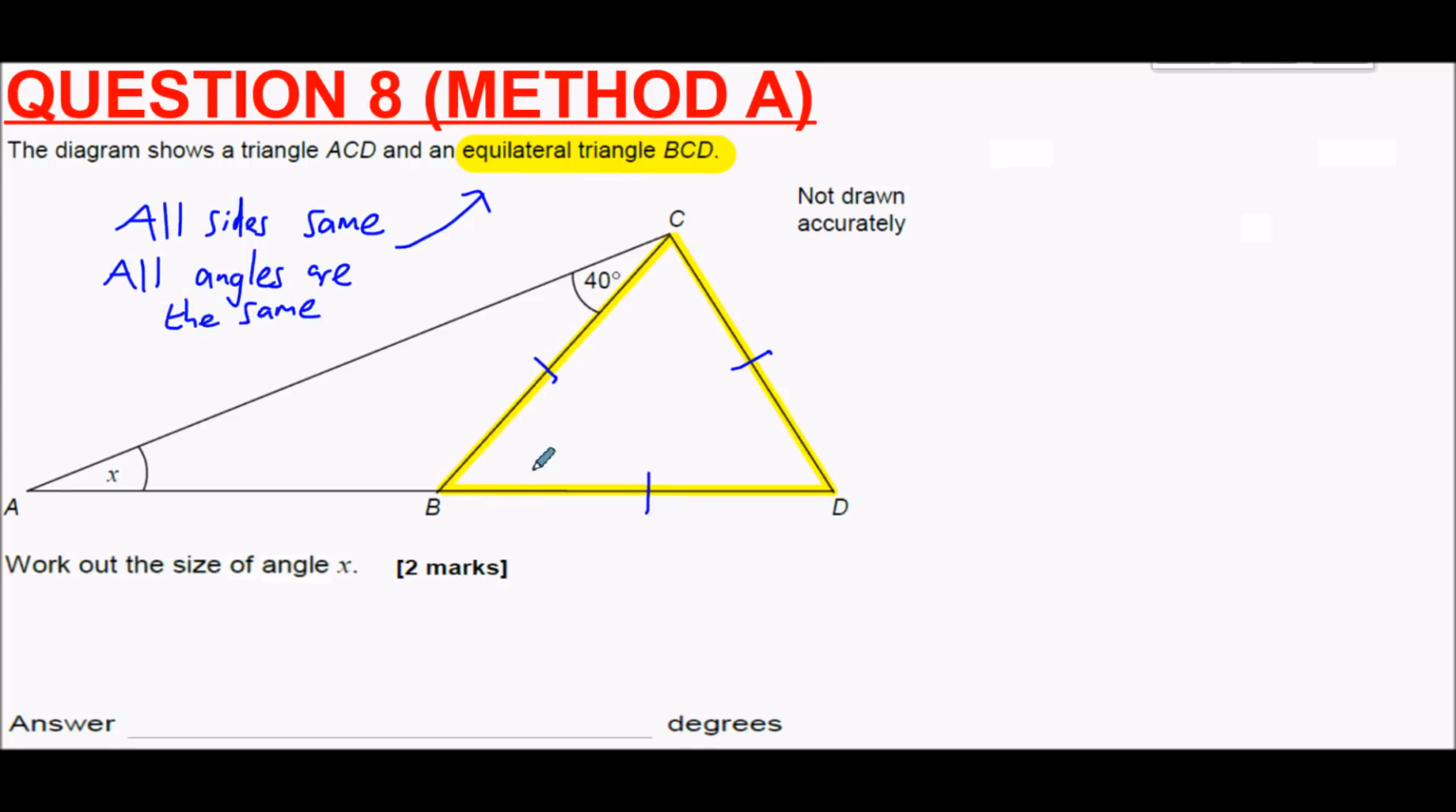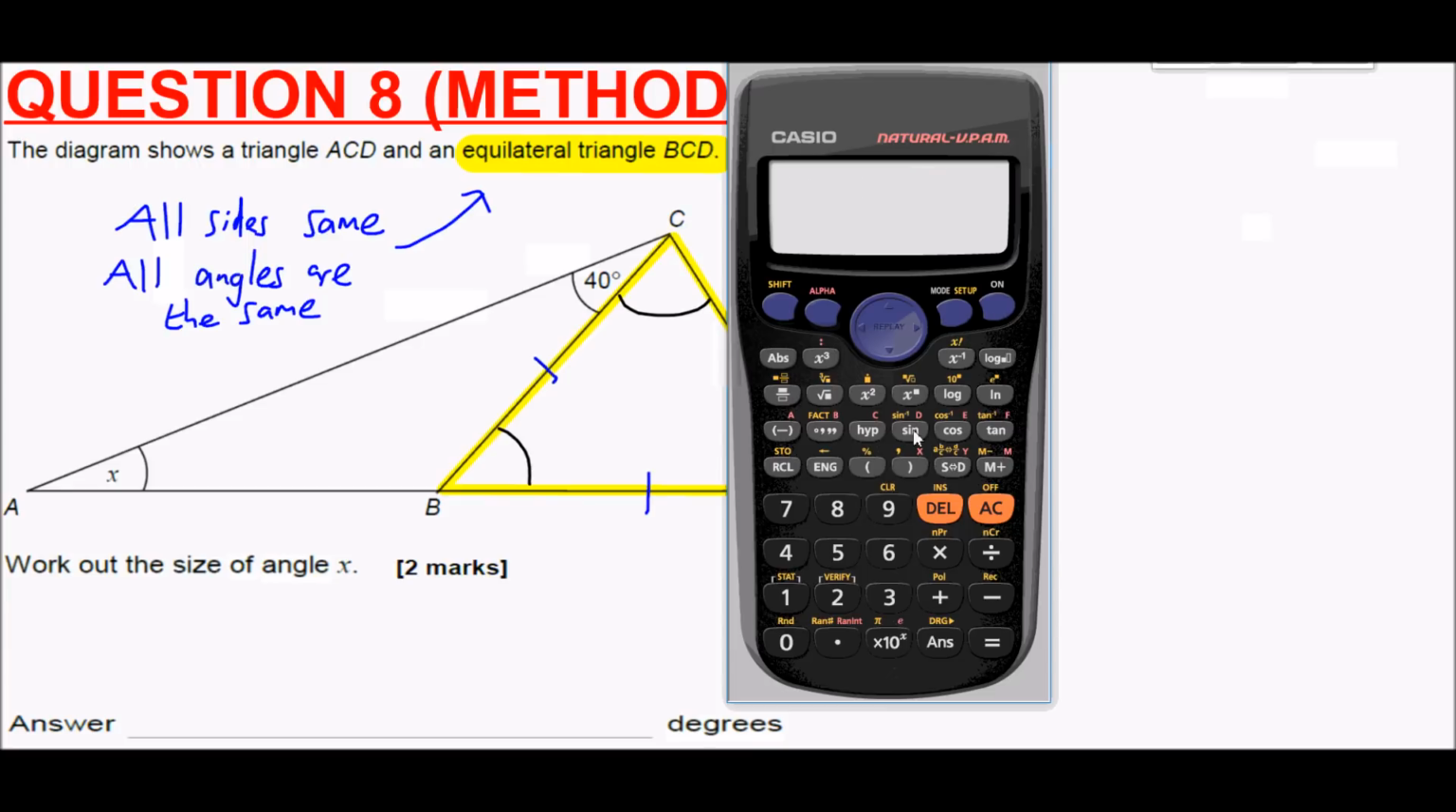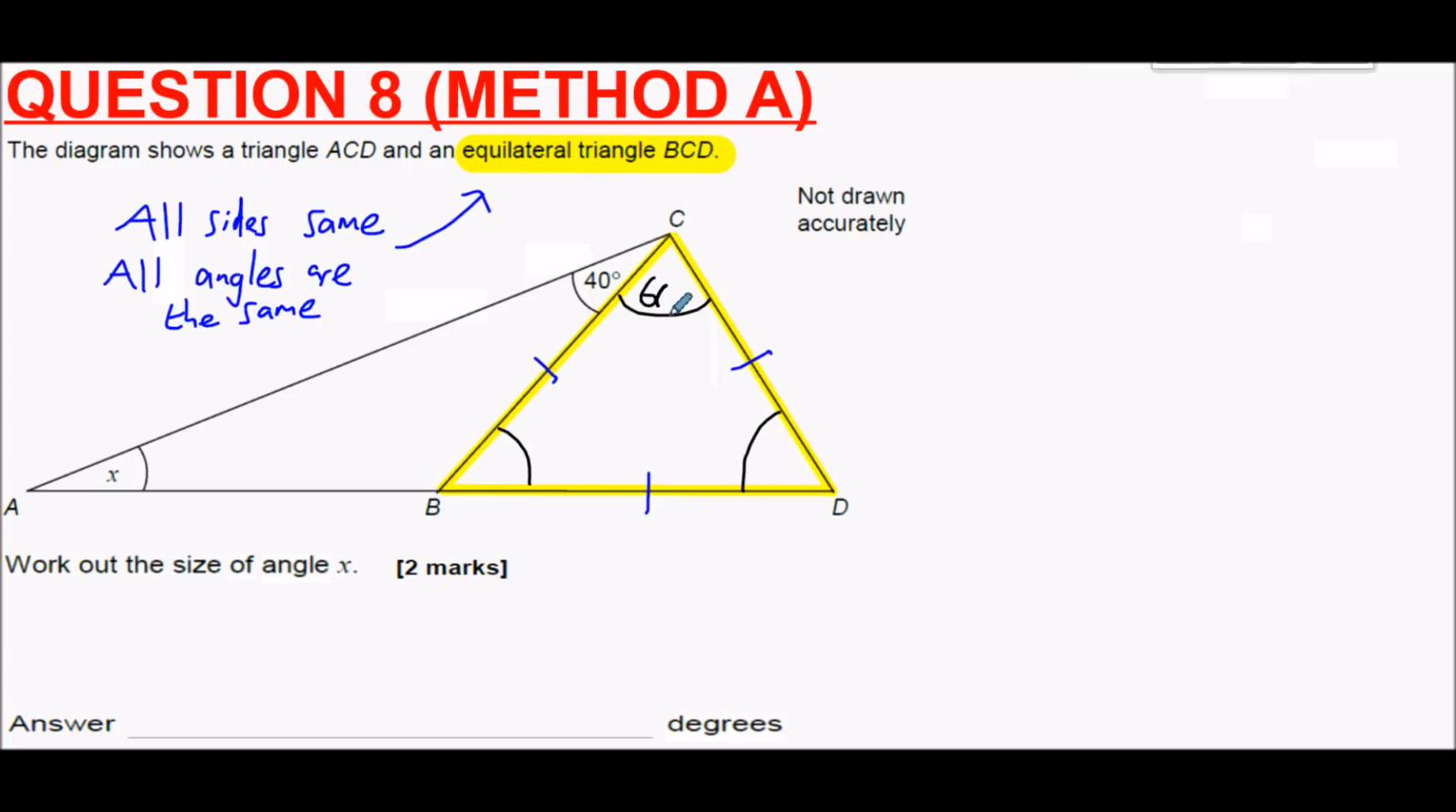So if there's 180 degrees inside a triangle, and these three angles here are all going to be equal because it's an equilateral triangle, we can find out the size of each angle by doing 180 divided by 3, which is 60. You may well have known that, or you may have remembered. Either way, that's just how you can prove it if you did forget. Each angle in this triangle will be 60 degrees.